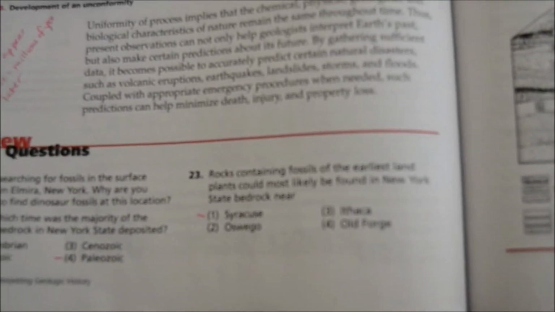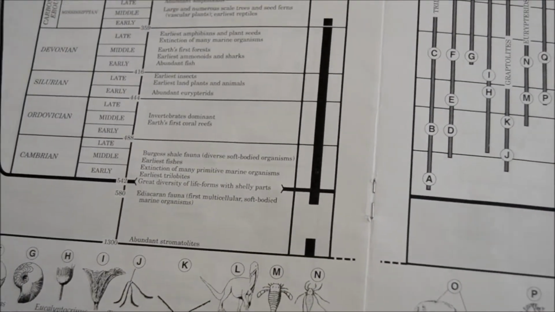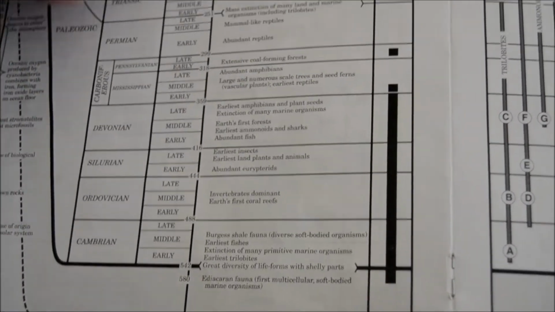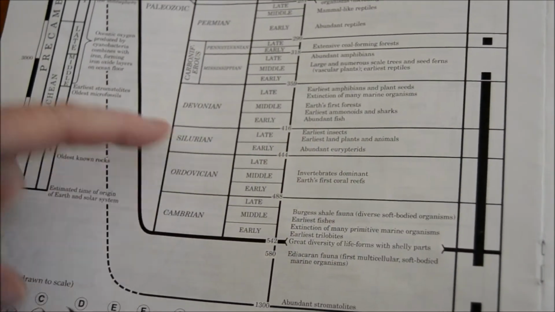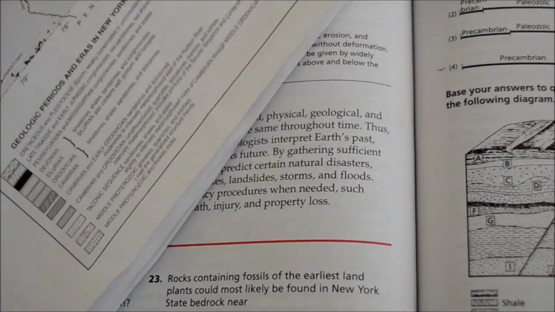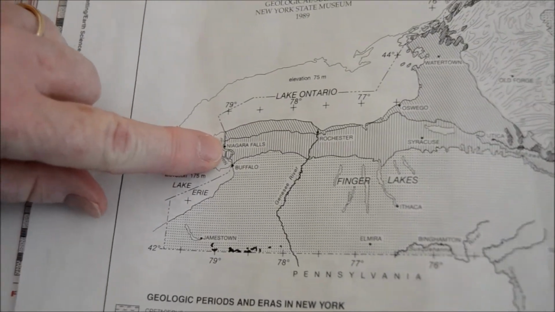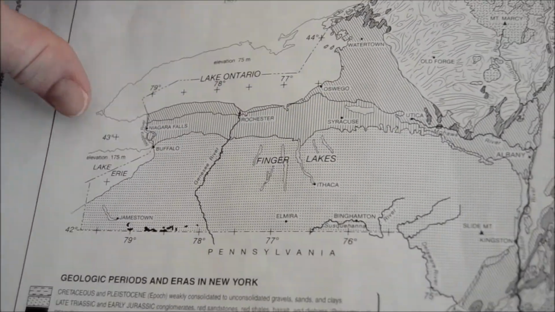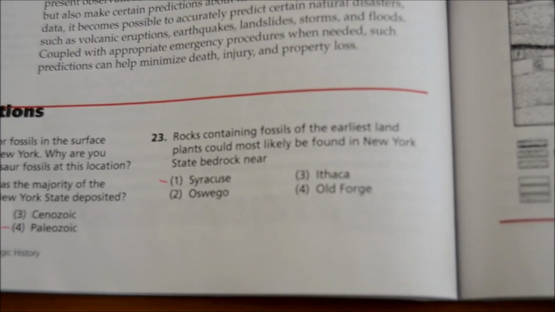23. Rocks containing fossils of the earliest land plants could most likely be found in New York State bedrock near. So I'm back to my reference table. Earliest land plants. So you're scrolling down, earliest land plants and animals, Silurian. Back onto my reference table, page 3. I'm looking for Silurian. Got to find my symbol. That's going to give me Niagara Falls. It's going to give me Syracuse. So I'm going to go with Syracuse.